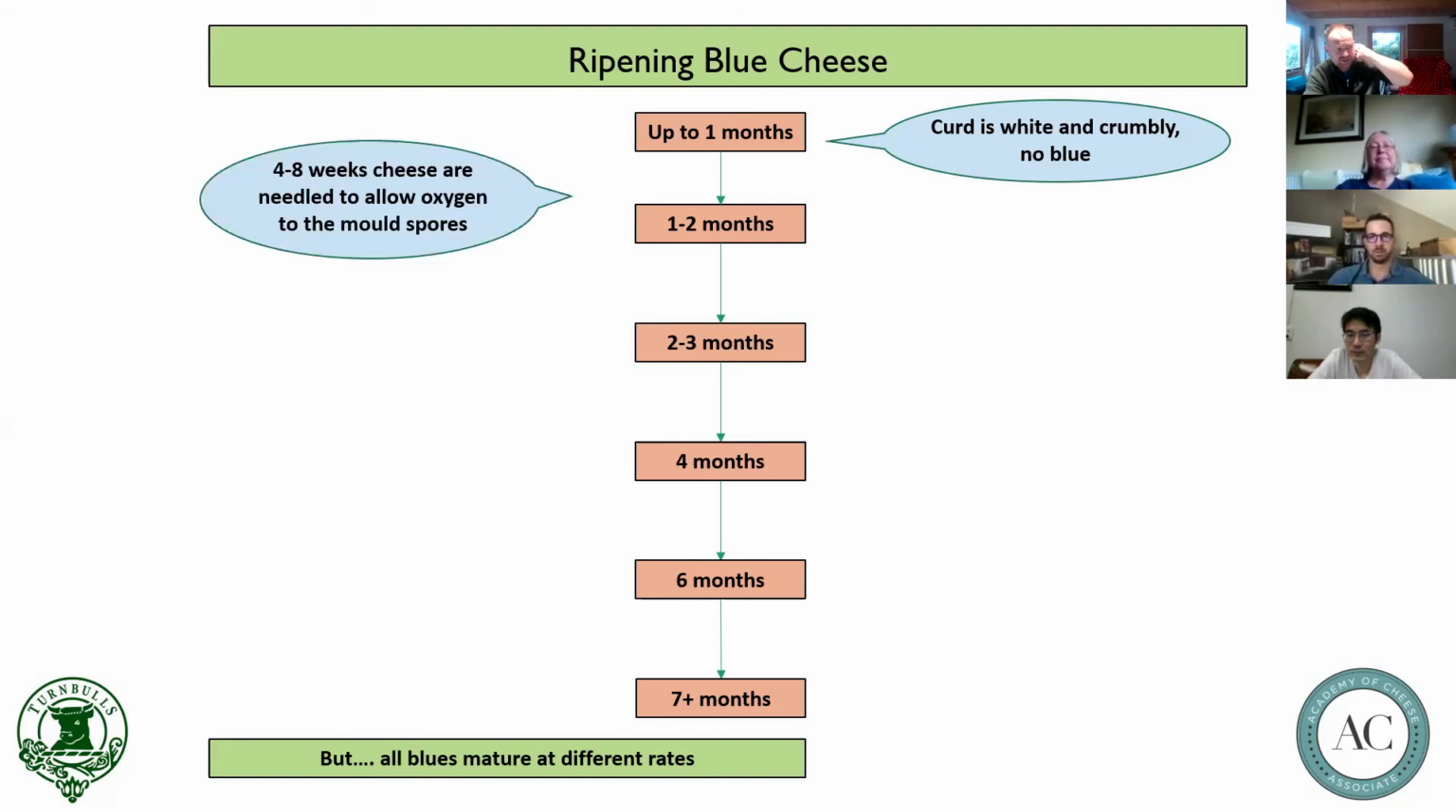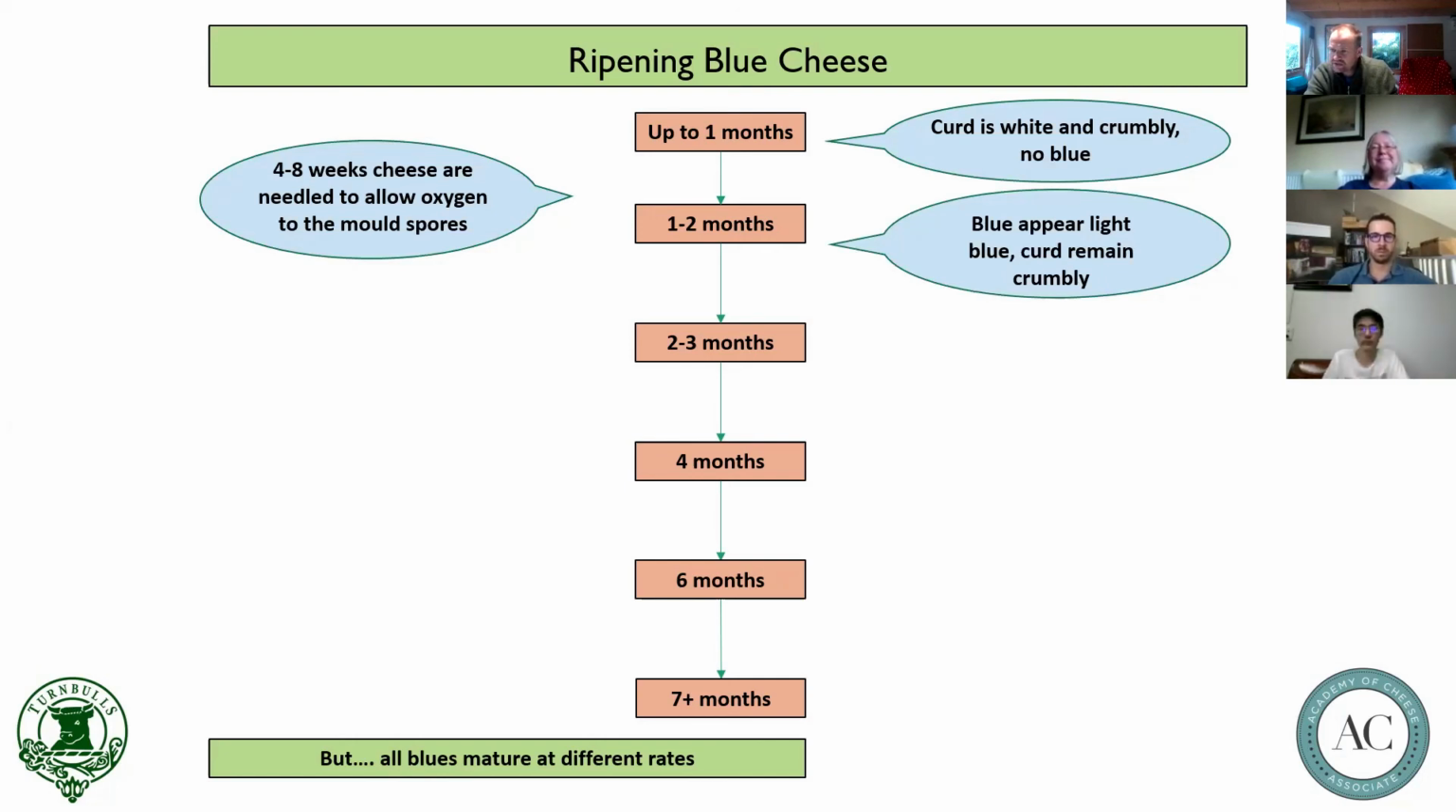At 4 to 8 weeks, cheeses are needled to allow oxygen to the mold spores. Okay. Then the blue appears, as if by magic, and it is light. It's turquoise. It's very light. It's only just beginning, just feeling its way. But the curd remains crumbly. The curd of the cheese remains crumbly at this point. It is not creamy.